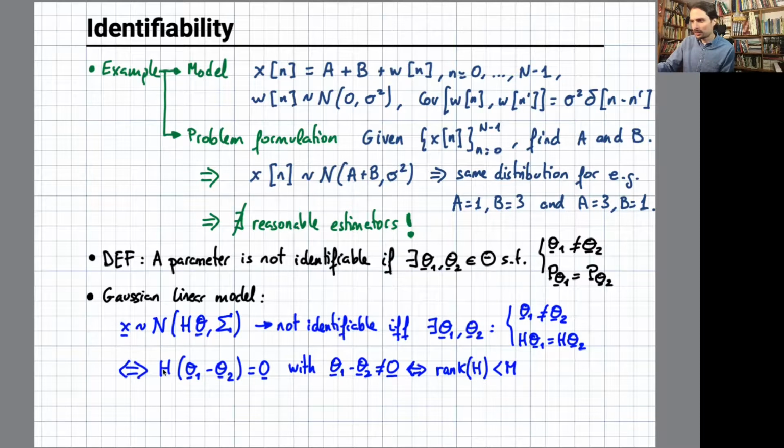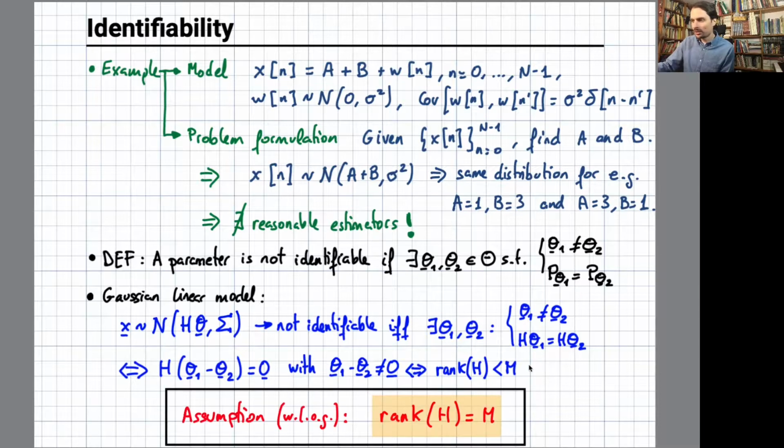If this is rank deficient, then the parameters are not identifiable, right? Therefore, whenever we are trying to solve a problem with the Gaussian linear model, we need that the rank of H equals the number of columns, right? So the columns of H need to be linearly independent, right? And this is an assumption that entails no loss of generality, right?